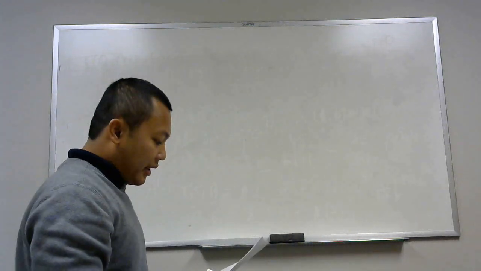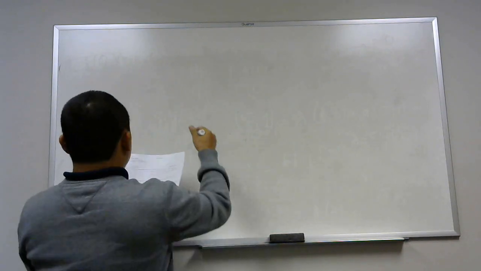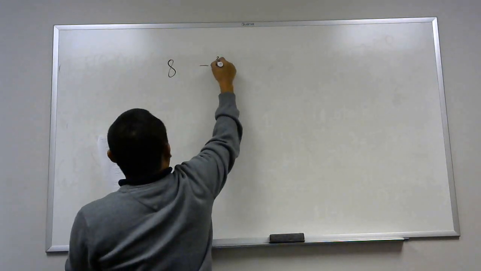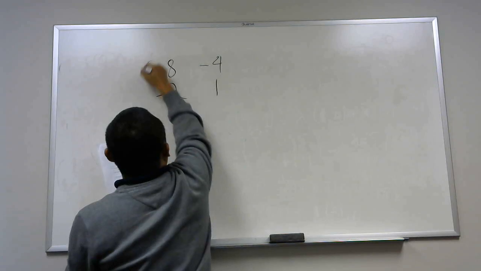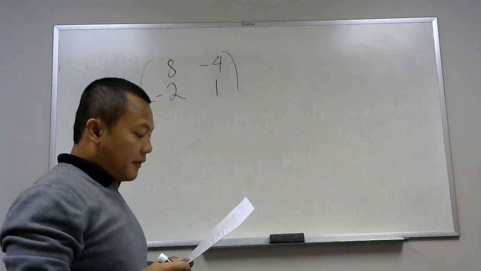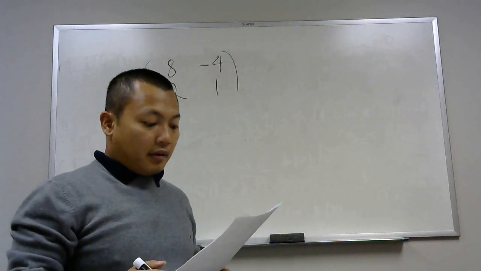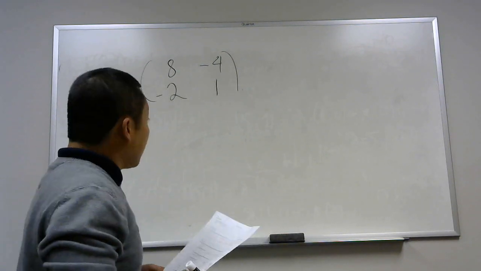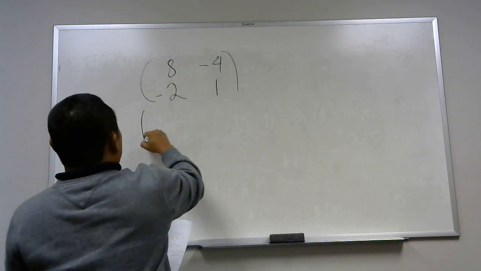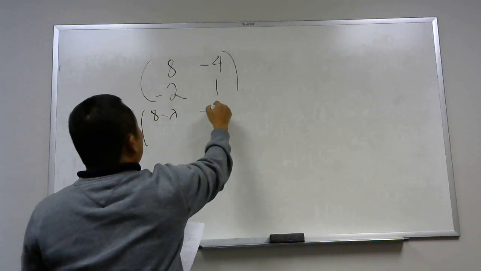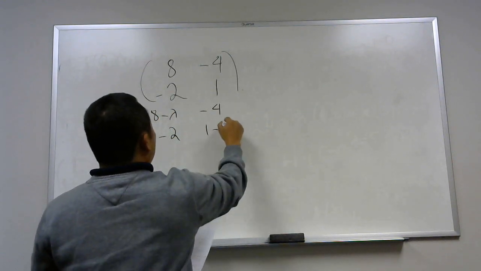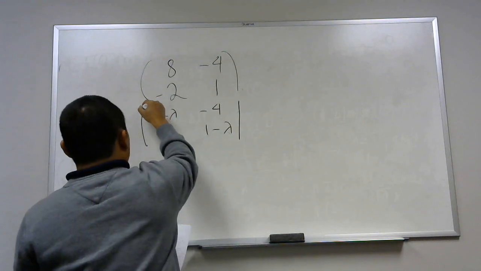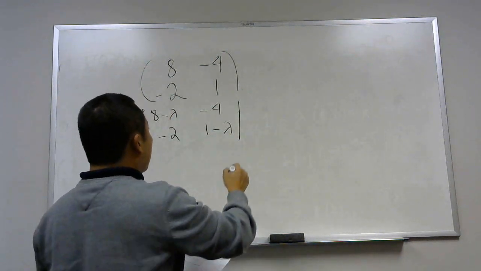The second question, they give you a 2 by 2 matrix, [8, -4; -2, 1], and they ask you to find the characteristic equation and all eigenvalues and eigenvectors of this matrix. So let's write 8 minus lambda, -4, -2, and 1 minus lambda, and find the determinant equal to 0.